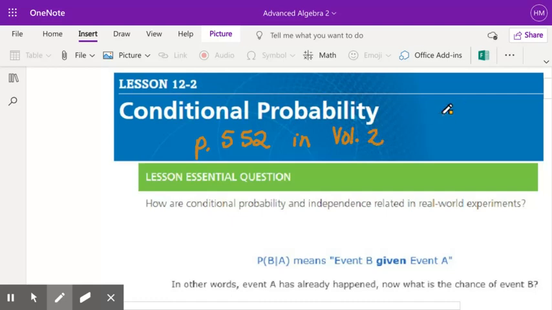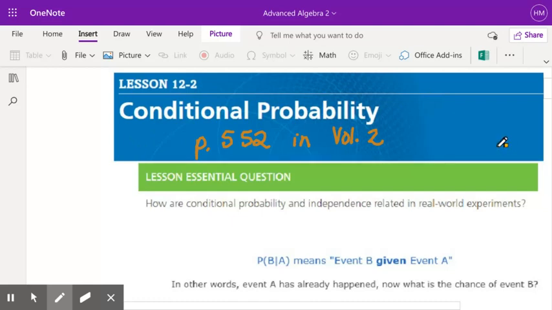If you don't have your volume 2 workbook, you'll see the link somewhere close to this video on this page in Canvas, or you can just take notes on your own paper. But what we'll be talking about today is something called conditional probability.